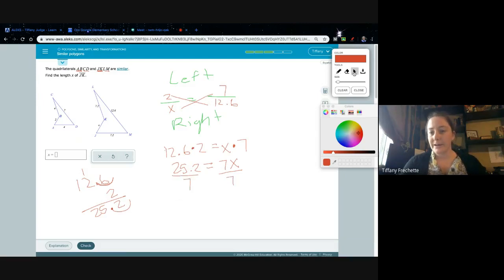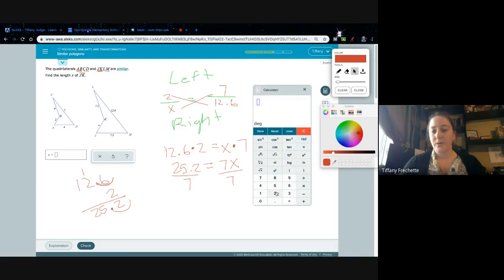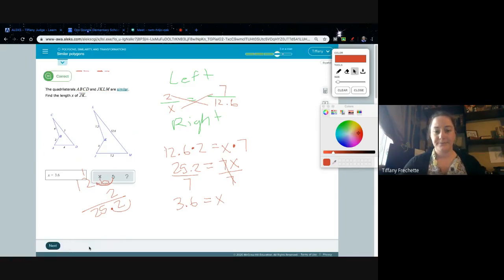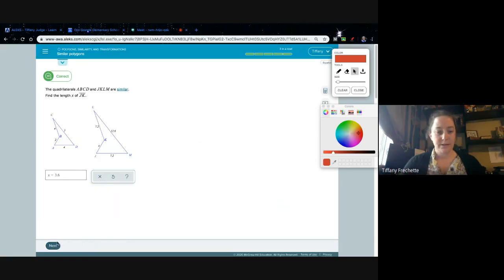And then we're going to divide by 7 on both sides. So this one, I'm going to go back to the calculator, just because we can do this with long division, but it's a little bit quicker on the calculator here. So I'm going to divide, and I get 3.6 equals x, because 7 divided by 7 cancels. All right, so I have 3.6. We're good to go. All right, we finished that one. Clear and mix.